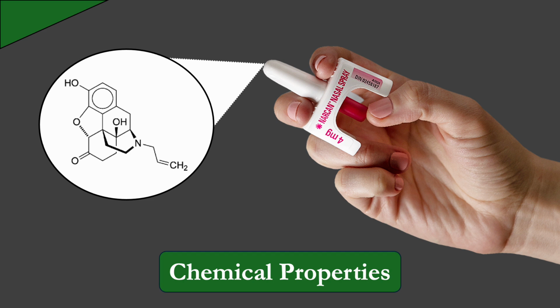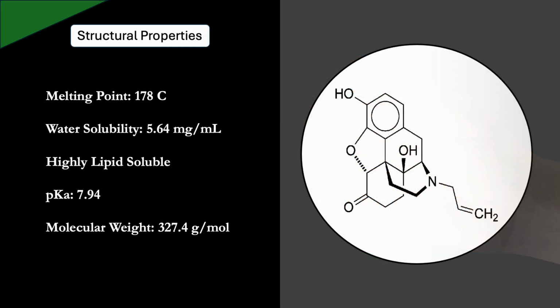Next section, which is chemical properties. Naloxone's structural properties include a melting point of 178 Celsius. It also has a water solubility of 5.64 milligrams per milliliter. This is relatively low, so its water solubility is not that great. But that also means that it's highly lipid soluble, which brings back to the fact that it is able to diffuse through those nerves and to the brain through the blood-brain barrier.